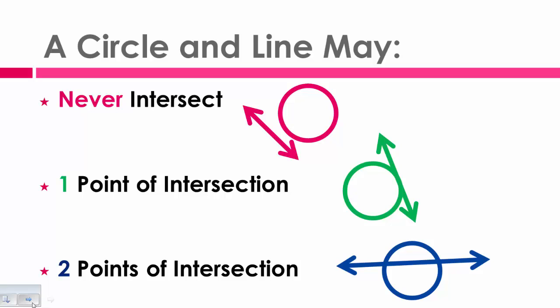In this lesson, we're going to look at when a circle and a line intersect. Now, there's actually three scenarios. There's a chance that they may never intersect, or they might intersect at 1 point or possibly 2 points.